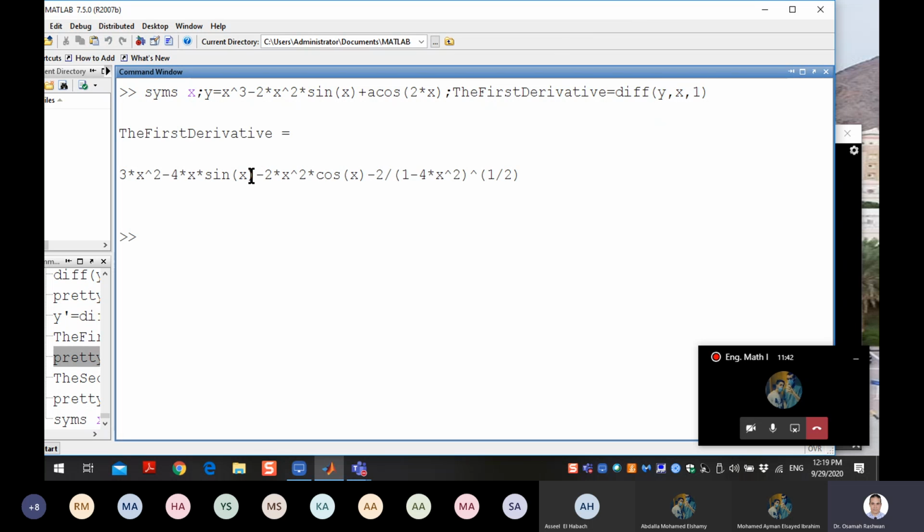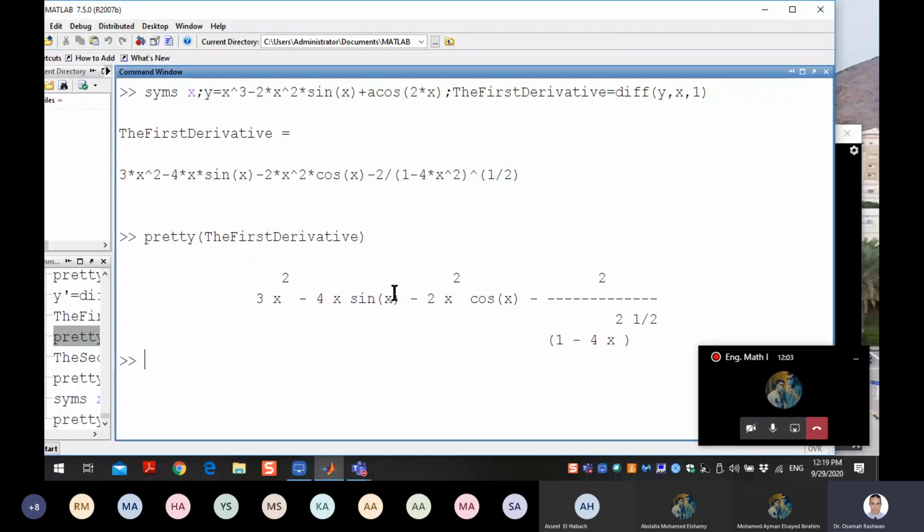Now, I have the result. I don't like to read this result in the language of Matlab. I would like to use a command to change it into my handwriting, so it is pretty. This is a command, pretty. Open bracket, and you get the name of your result and put it here and close the bracket. Now you have your answer. This is the first derivative of your y. If you would like to have the second derivative, I just drag this one from the command history and change this one to the command for the second derivative.